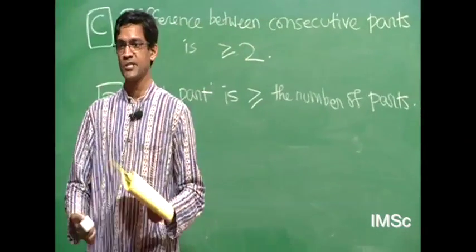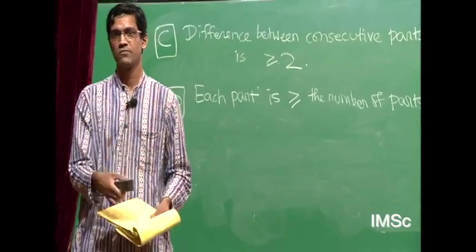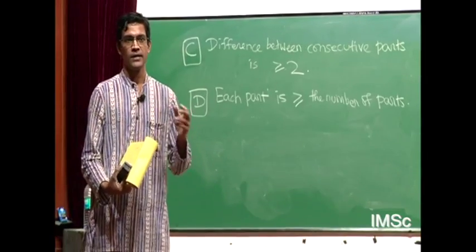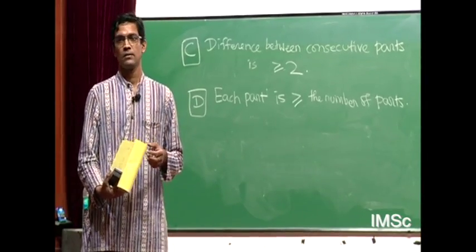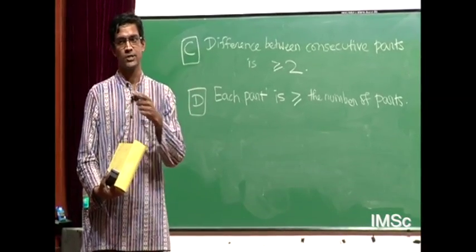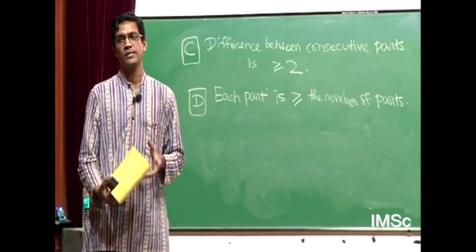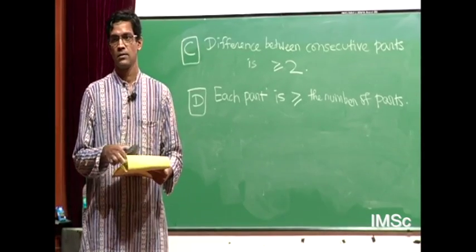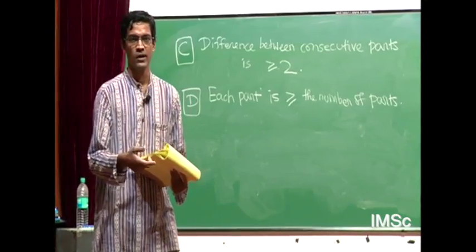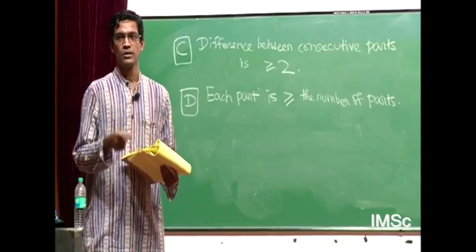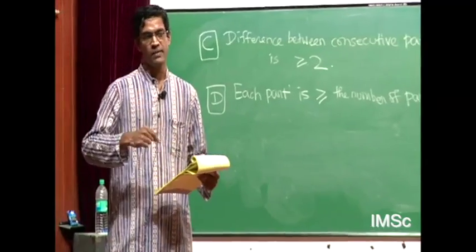So here's something very strange, a flavor that we haven't seen before. Every part in the partition has to be at least equal to the total number of parts. Okay, so we sort of have to wrap our heads around this. Let's do it by example. Let's do it one number of parts at a time.